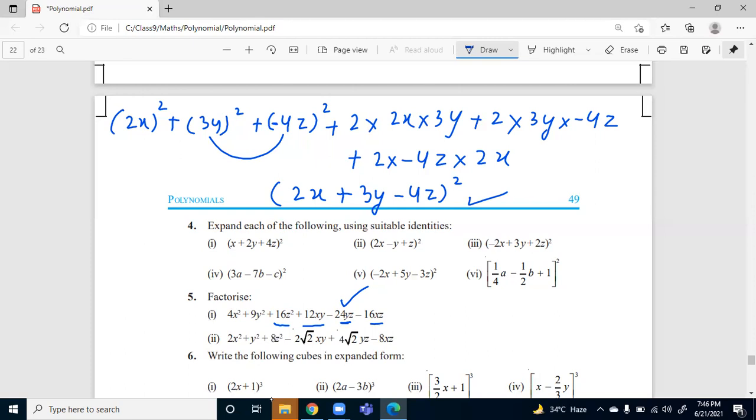So if it is understood, then we can move to the second part. Ma'am, it is understood. Okay, okay. So I'm moving to the second part.